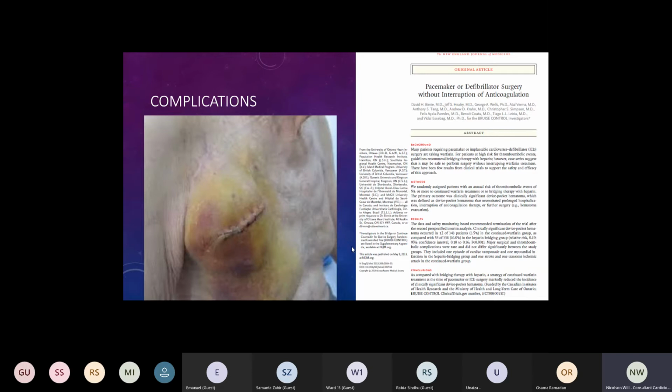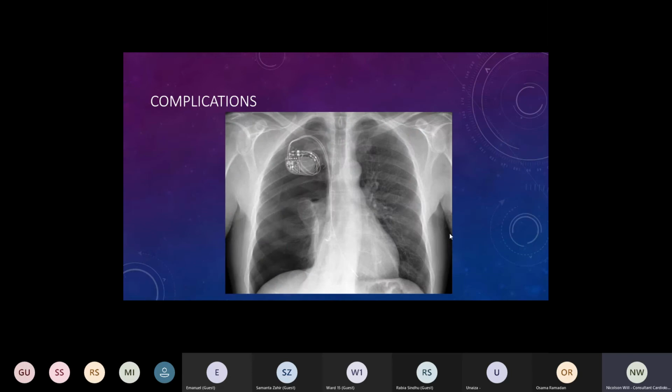What about this complication? So can you tell me what this chest X-ray shows?